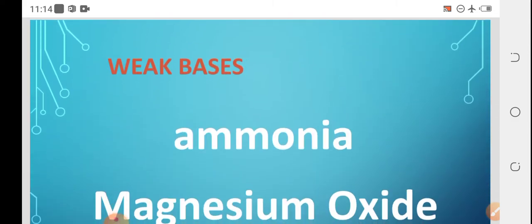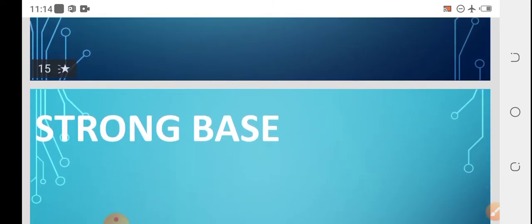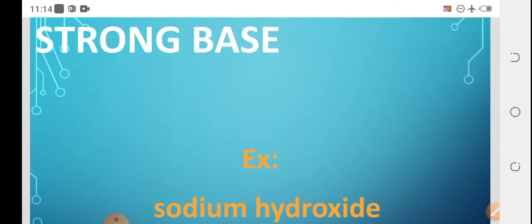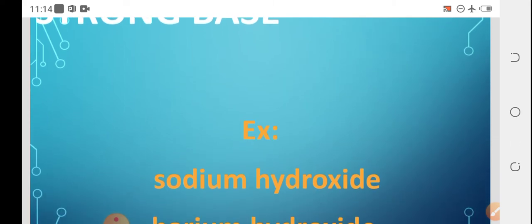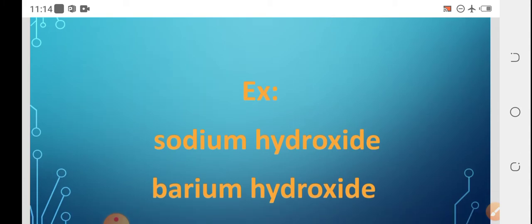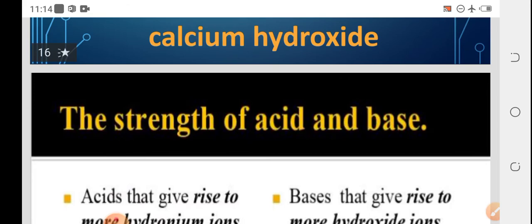Then what is a weak base? The basic material which is not completely ionized is called a weak base. Here the examples are ammonia and magnesium oxide. Similarly, a strong base is a basic material which is completely ionized. Examples of strong bases are sodium hydroxide, barium hydroxide, calcium hydroxide.